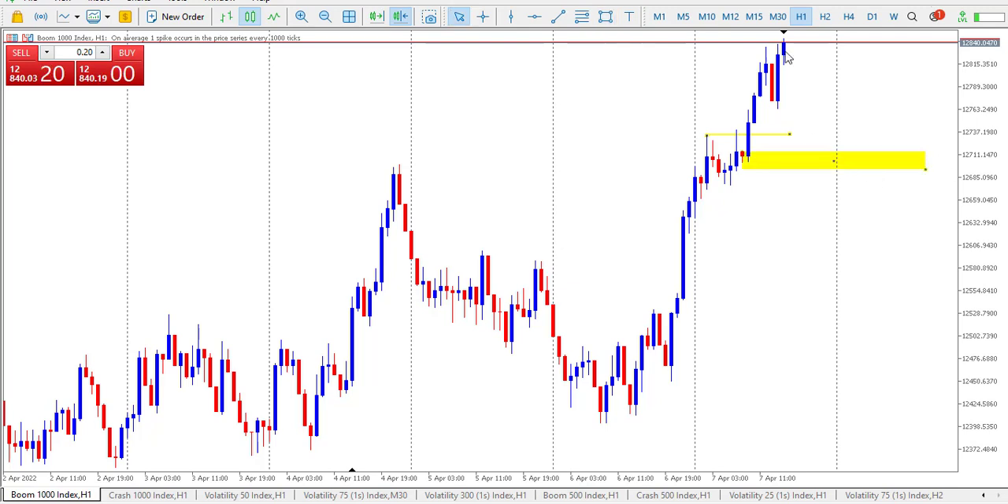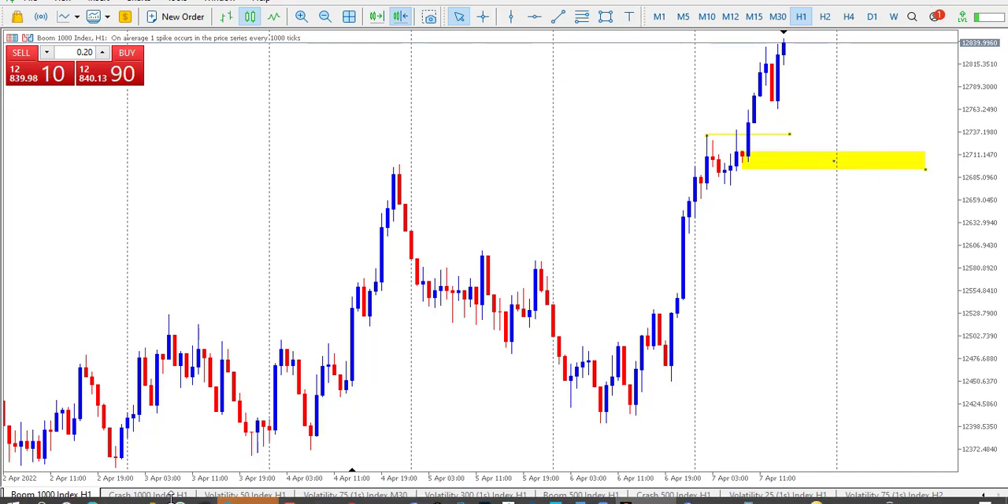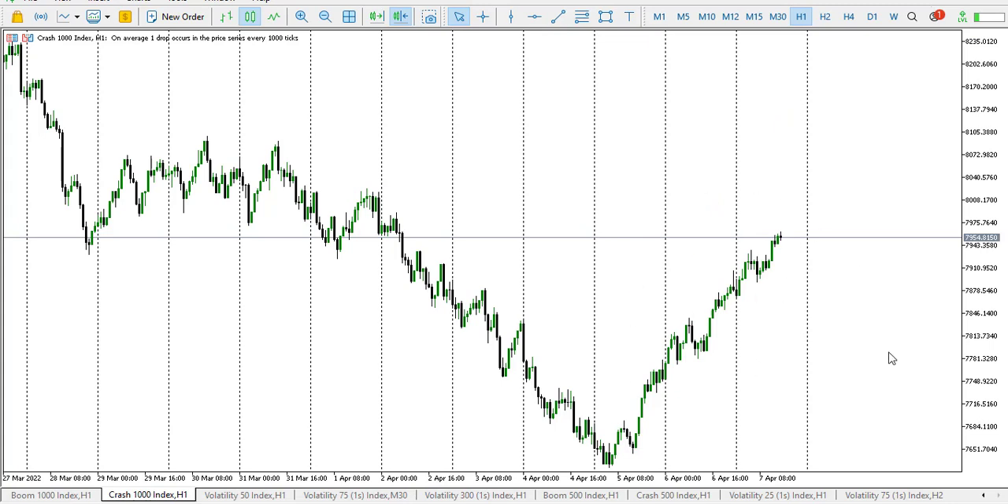So what are you waiting for? You are waiting for a move back to this zone, then you go up. This is a strategy that you can use with Deriv. Then we have this, and this is not clear. If something is not clear to you, you don't play there. You leave it.